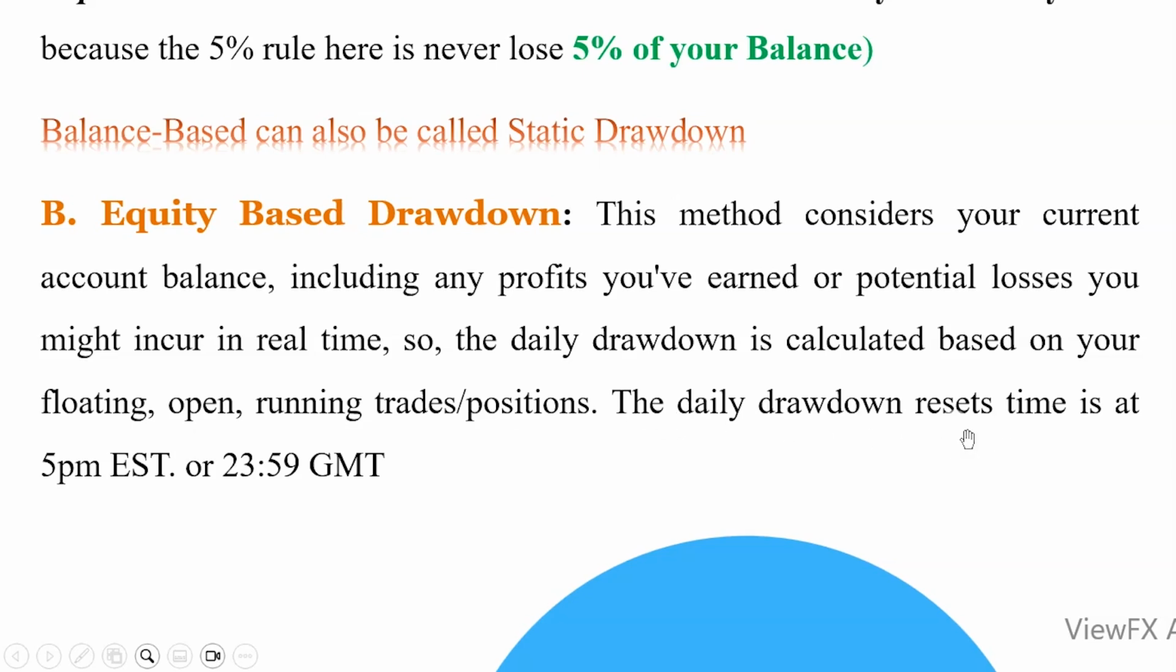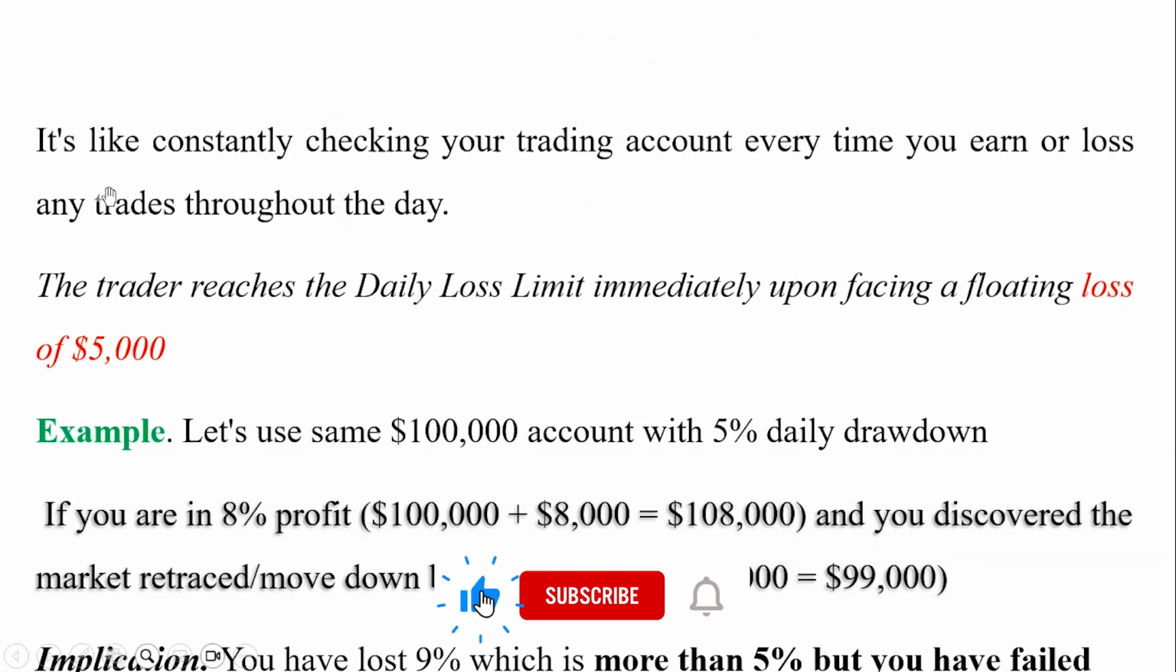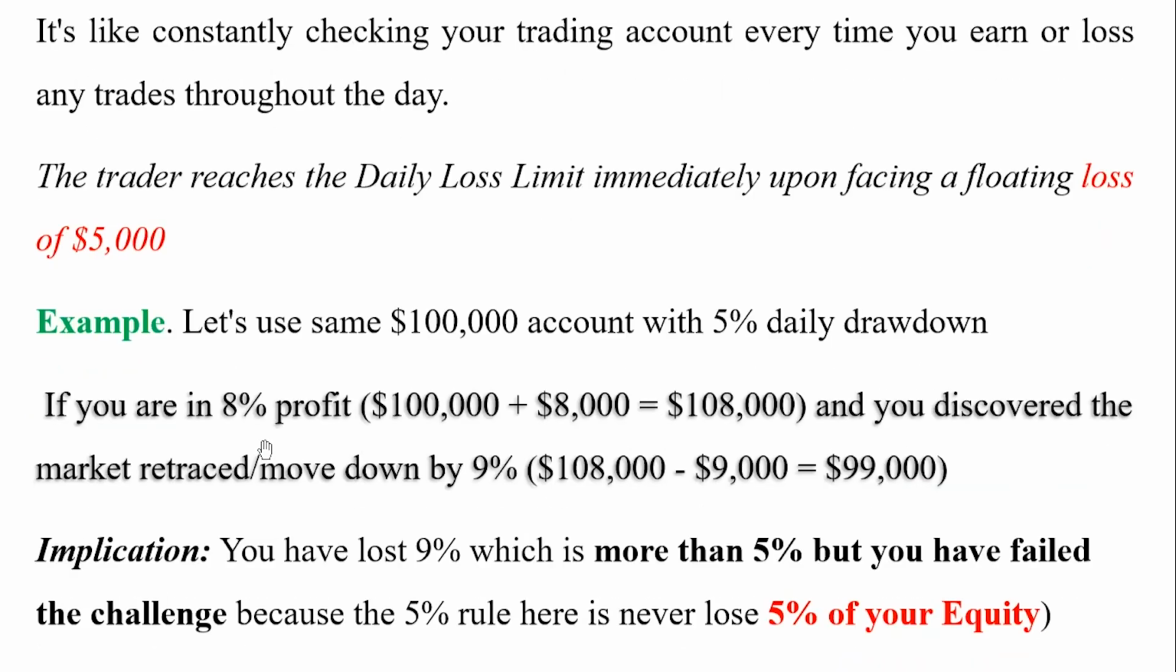The daily drawdown reset time is at 5 p.m. Eastern Time or 23:59 GMT. Now the equity based drawdown is like constantly checking your trading account every time you earn or lose any trade throughout the day. The trader reaches the daily loss limit immediately upon facing a floating loss of 5%. So what it means is this. I'm going to use this next example to explain it.